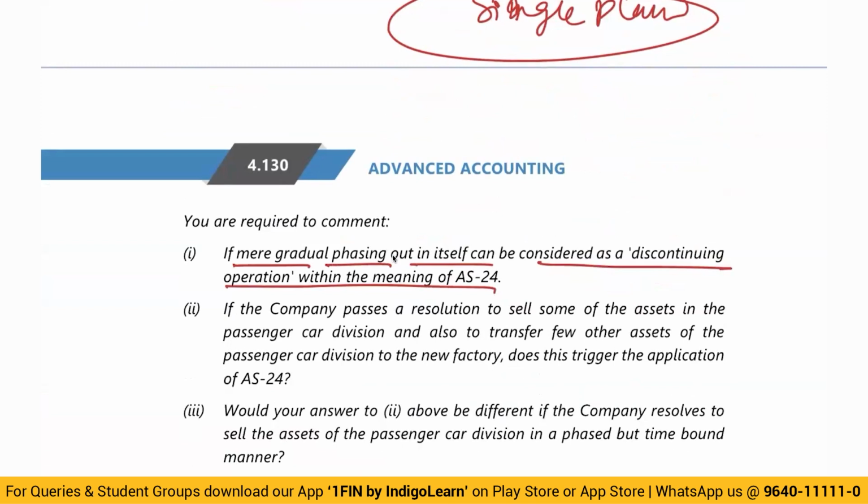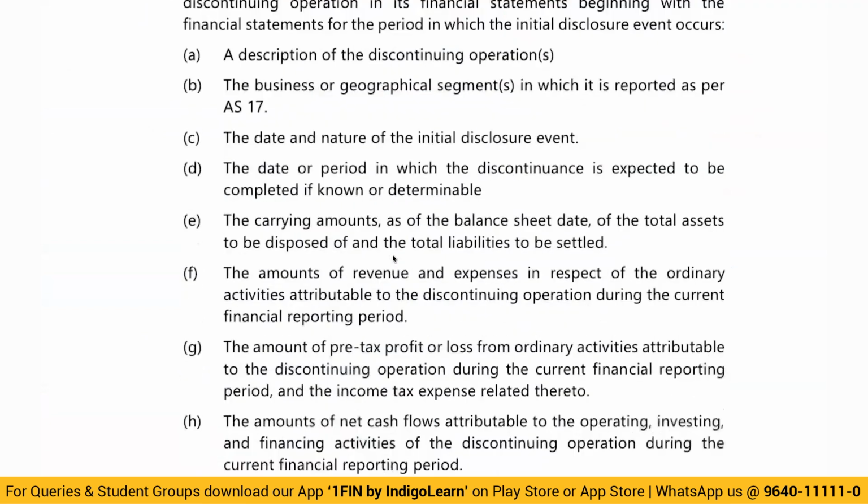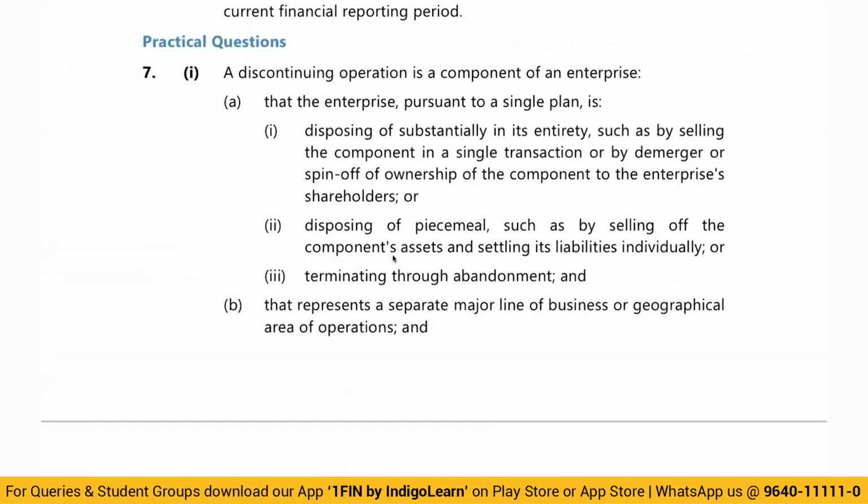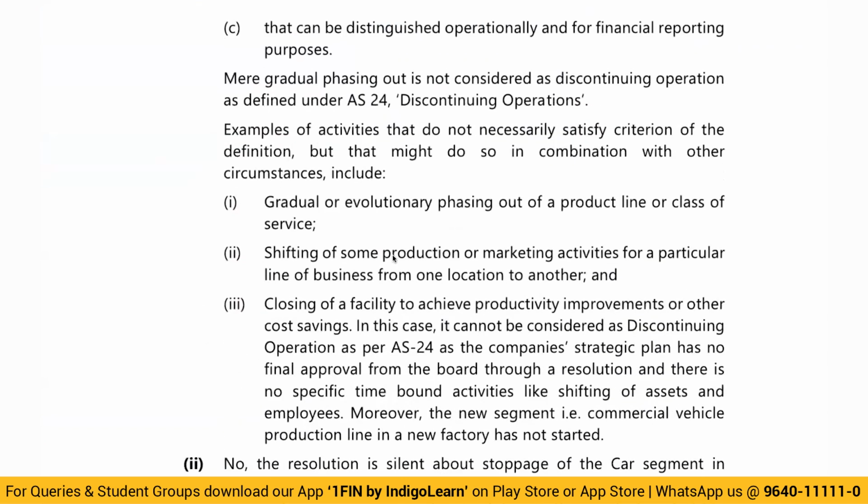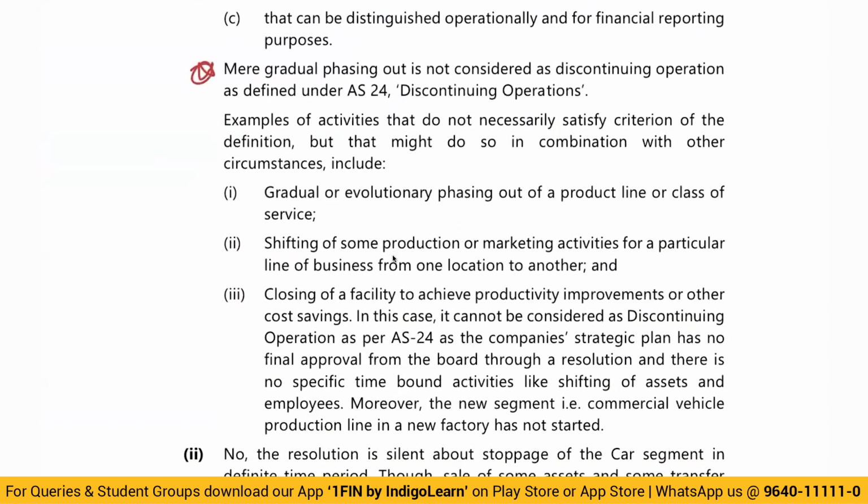We have not said that. We have not formed a plan to settle it off or to dispose the operation in its entirety. You're saying gradually we'll remove this product, we'll add new product. So that cannot be called a discontinued operation. Okay, so answering this question, discontinuing operation, the definition that we have understood, we have already revised it two or three times. This is important. Mere gradual phasing out is not considered as discontinuing operation under AS 24.